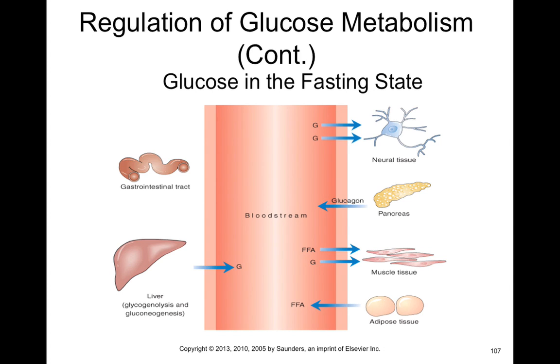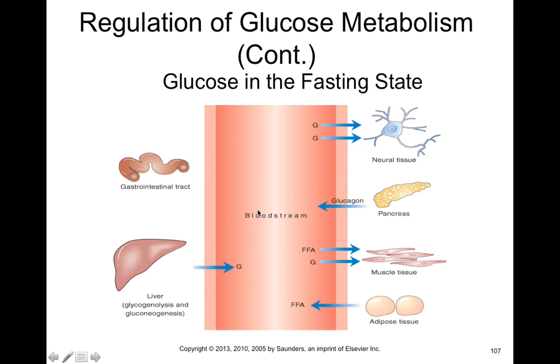So the pancreas releases glucagon when blood sugar is low, and glucagon can stimulate glycogenolysis and gluconeogenesis by the liver. It can also stimulate the release of free fatty acids by adipose tissue, and these can be utilized by other body tissues like muscle tissue. Okay? Now this is supposed to show that in the fasted state you're not absorbing any more glucose.